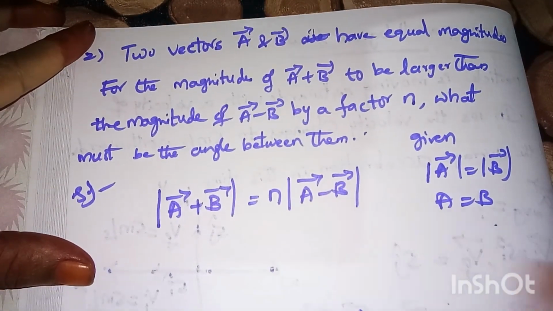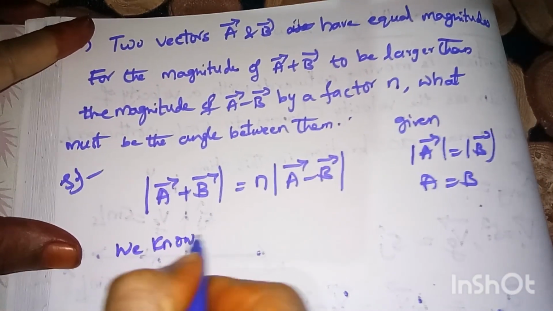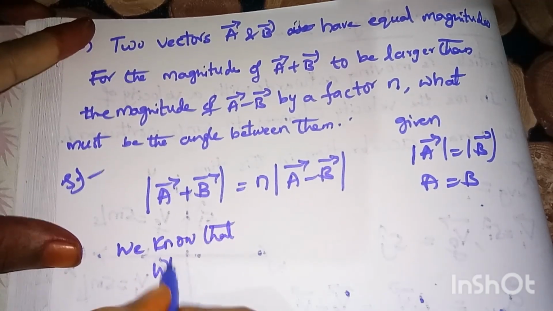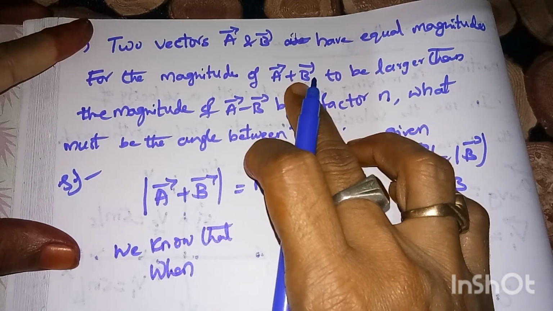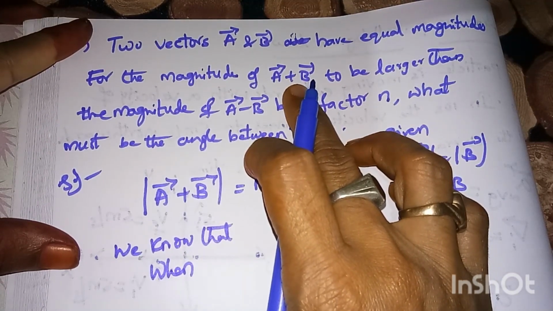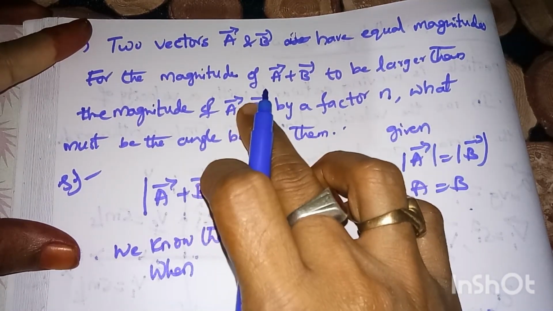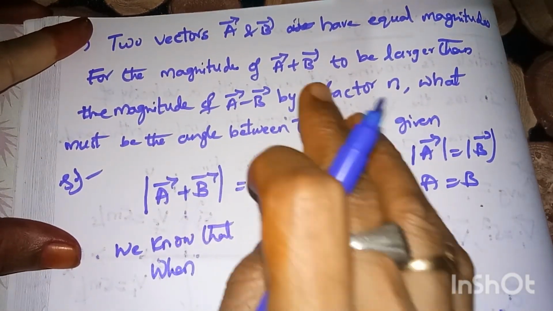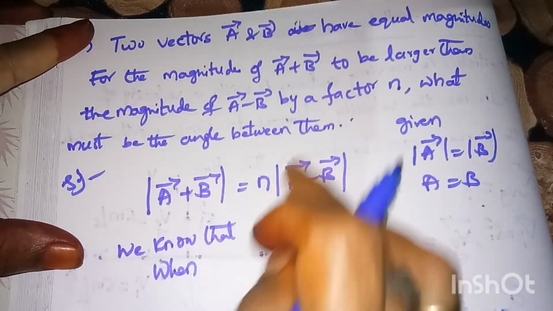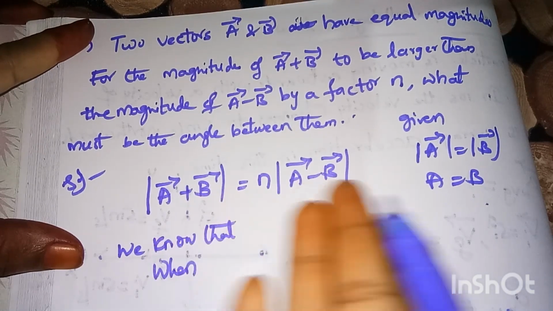We know that, as they are saying, the magnitude of A bar plus B bar is larger than n times the magnitude of A bar minus B bar. They have given that. By giving that, they said to find the angle between them. Angle between them means the angle between these two terms.